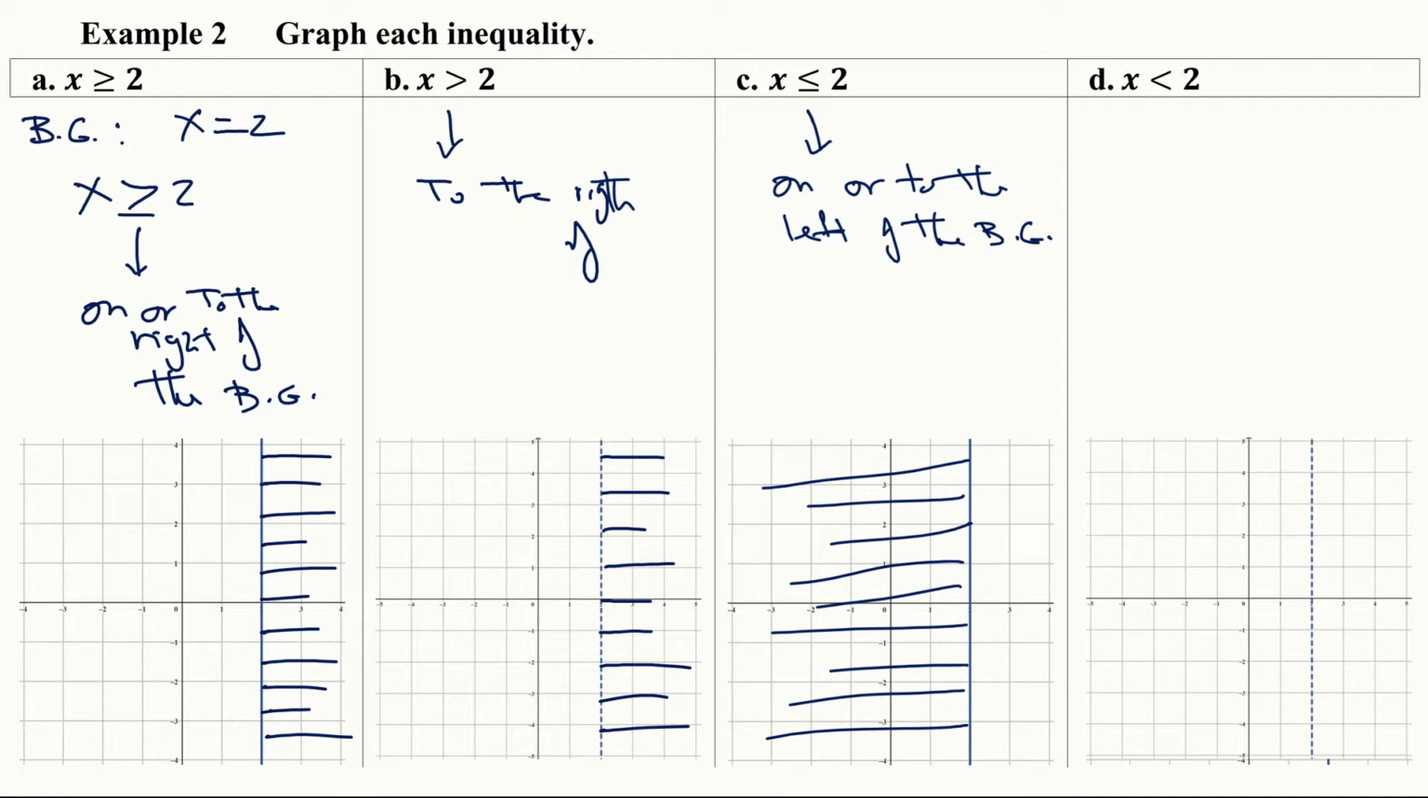All right, and for x less than 2, then you're not going to want the points whose x value is 2, so that's why this graph is dashed, right? Meaning this line is not included, but we still need it so that we can shade to the left of it. So we only want the points to the left of the boundary graph.